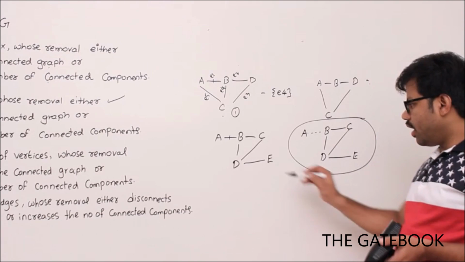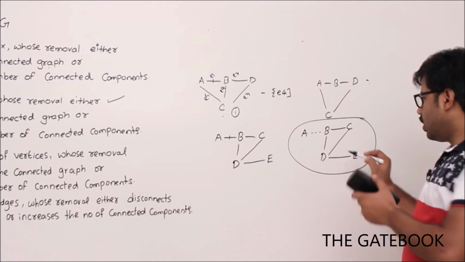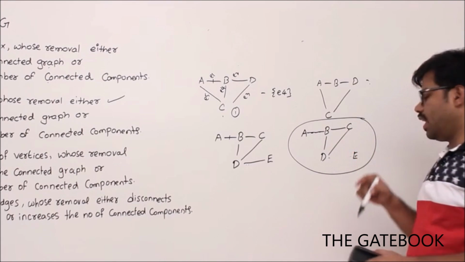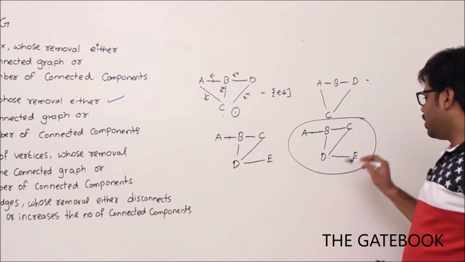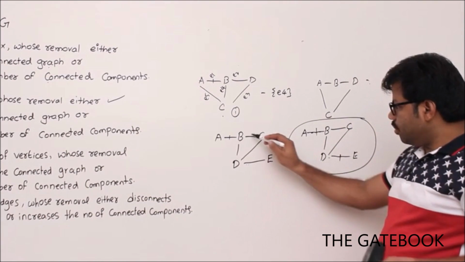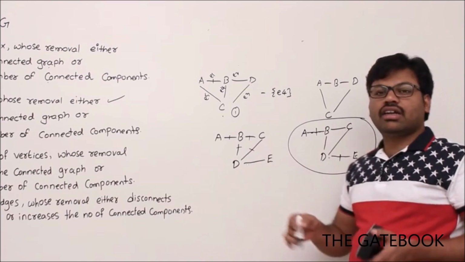Understand? Similarly, you can realize that D to E is also a cut edge. Okay, let me draw AB here. If you remove DE, the graph will still be disconnected. That's why DE is also a cut edge. There are two cut edges, right? So why are BC, CD, BD not cut edges?